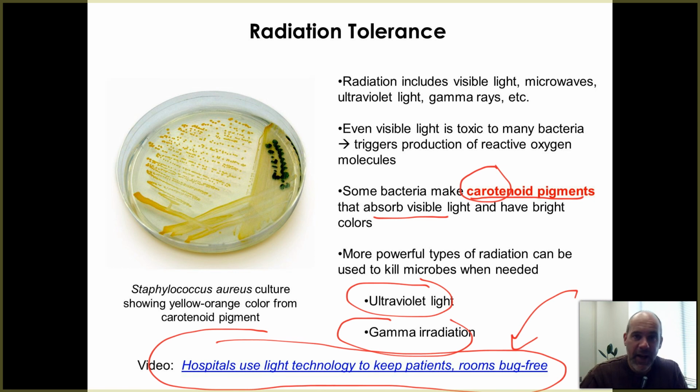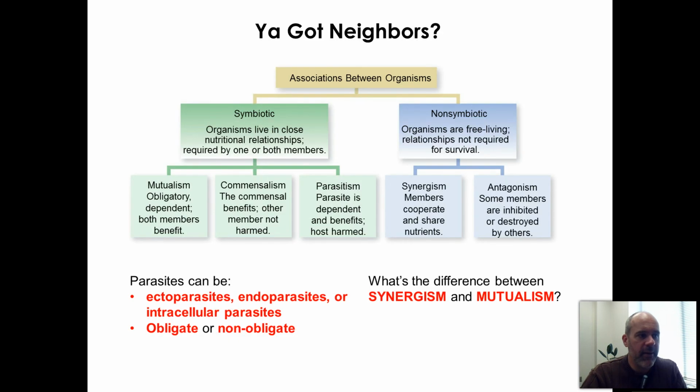And humans tolerate light very well. So it's not like using ultraviolet light or gamma radiation or really strong chemicals, which can be toxic for humans, just like they are to the microbes. So that's kind of an interesting application of visible light to controlling microbes. And we'll talk a little bit more about that in Chapter 9.